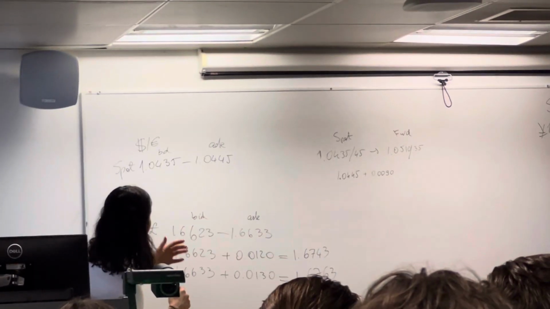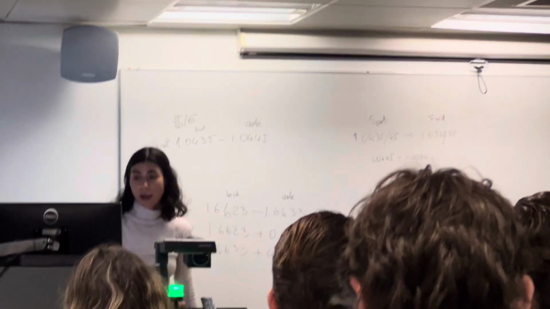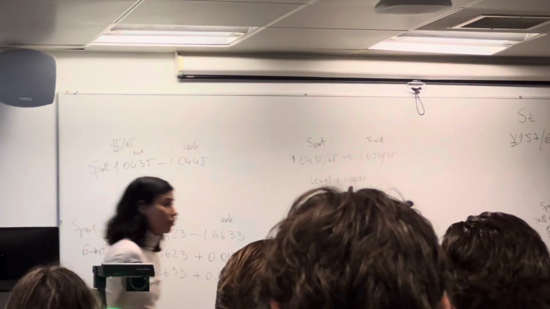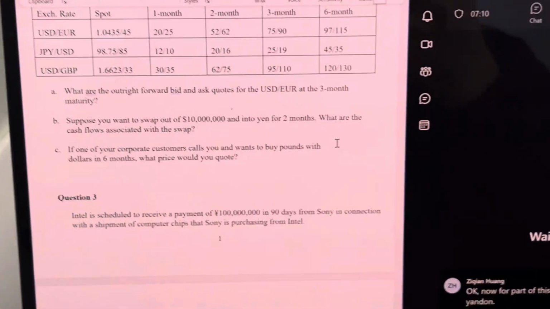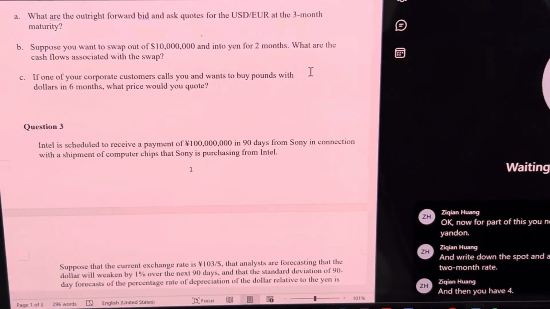Okay, now for part B, you need to look at the quote of yen dollar. And you write out the spot, and also you have to calculate the 2 months rate. And then do a swap. So the yen dollar rate.